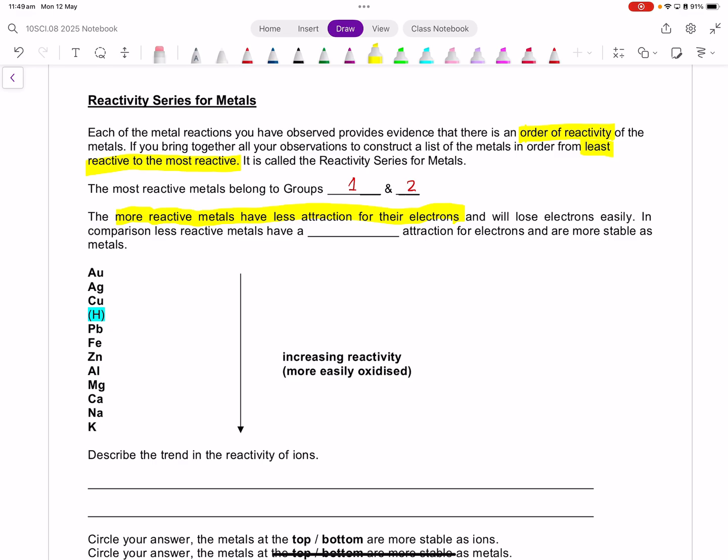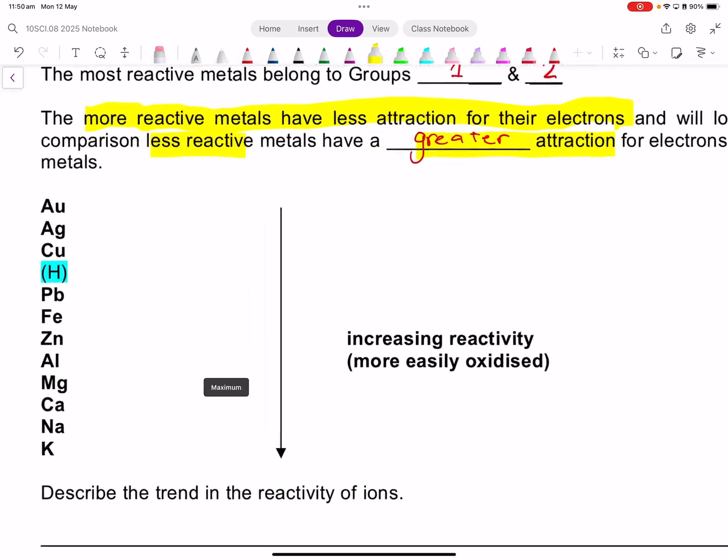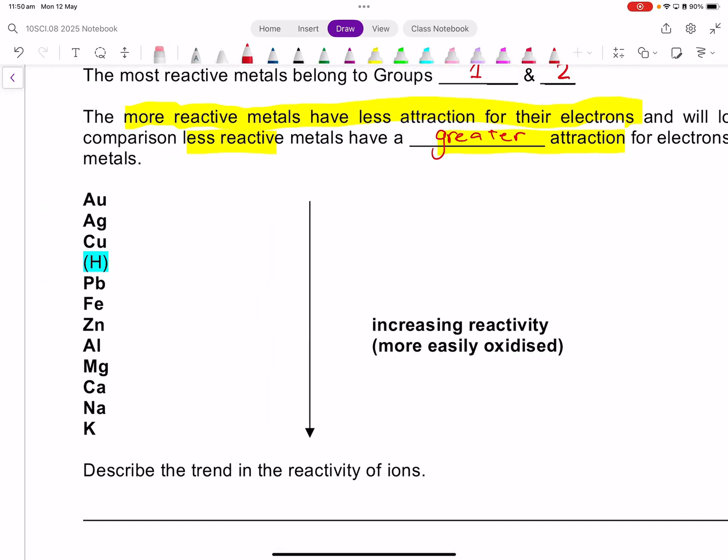In comparison, less reactive metals have a much greater attraction. And they're more stable. So less reactive metals, greater attraction, more stable. So when we have a look here, this is our reactivity series, and I'm going to zoom in very slowly. Up the top, what is Au? Does anyone know? Gold.